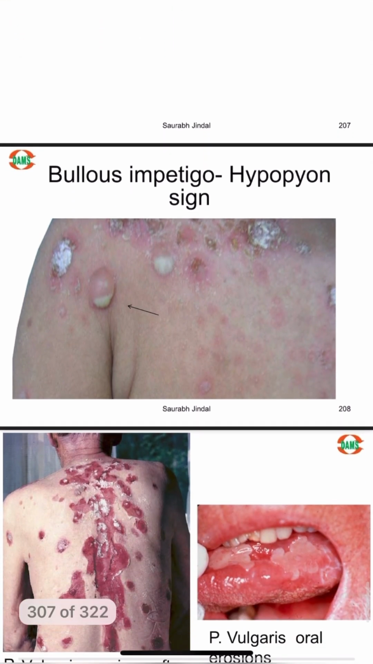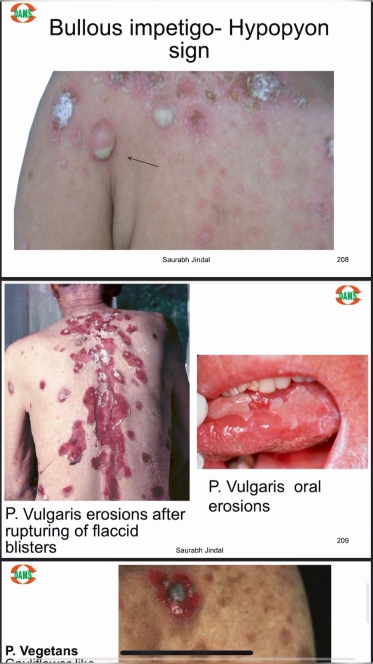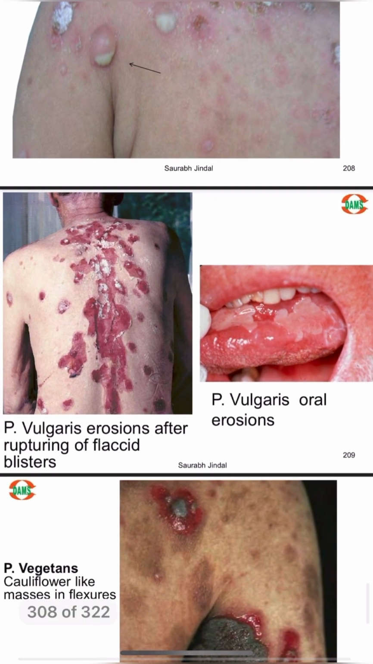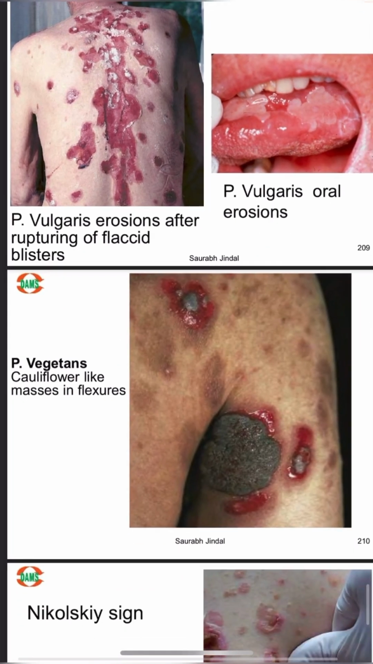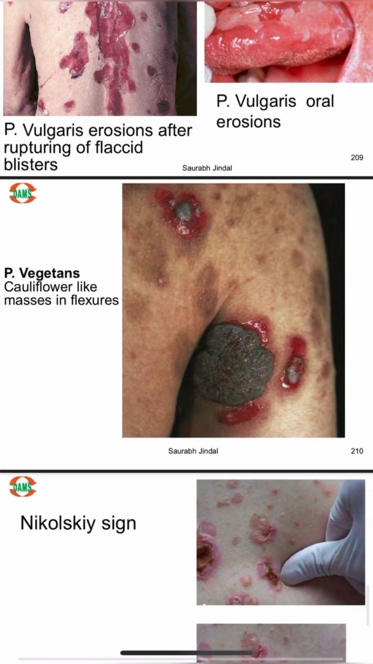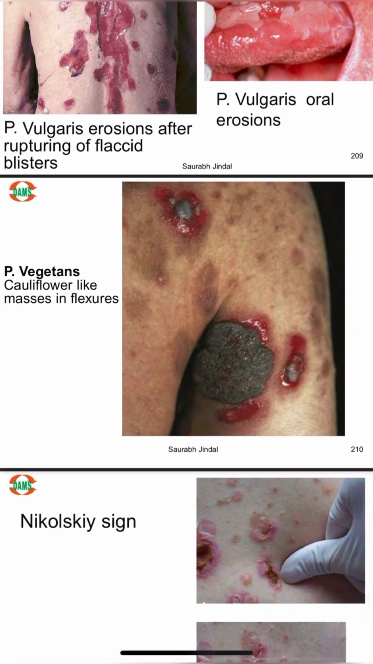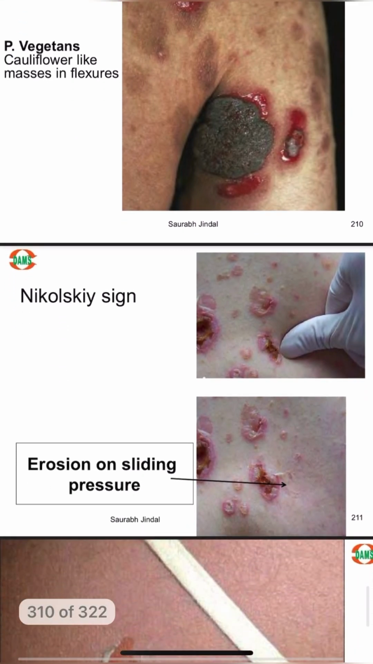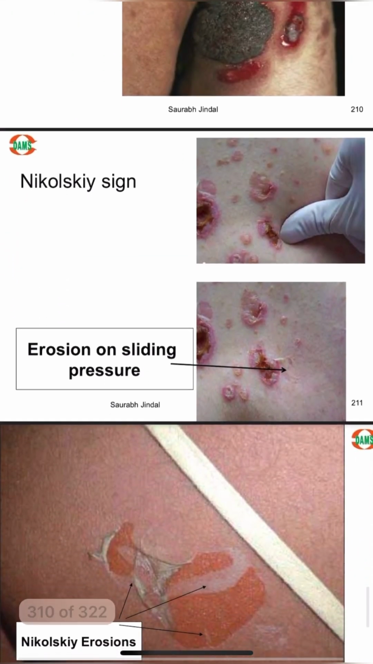Now let us see some blistering disorders. Bullous impetigo. Pemphigus vulgaris, erosions after rupturing of flaccid blisters, oral erosions, cauliflower-like lesions, pemphigus vegetans, in flexors, Nikolsky sign positive.